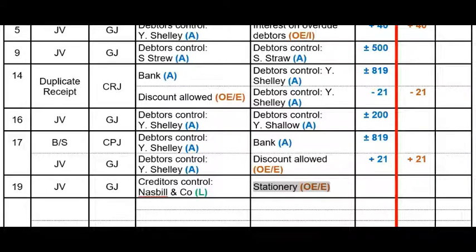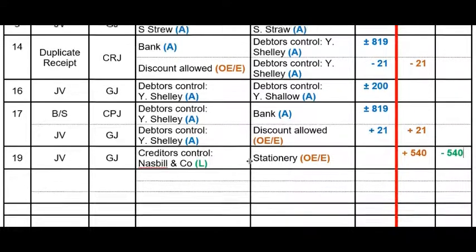Owner's equity is credited. Okay, so our owner's equity will actually be a plus because it's credited. And liabilities are debited. And liabilities increase on the credit side, decrease on the debit side. So our liabilities will be a minus. And if you look at it, 0 equals plus 540 minus 540. The sum of this is 0. Okay, next transaction.